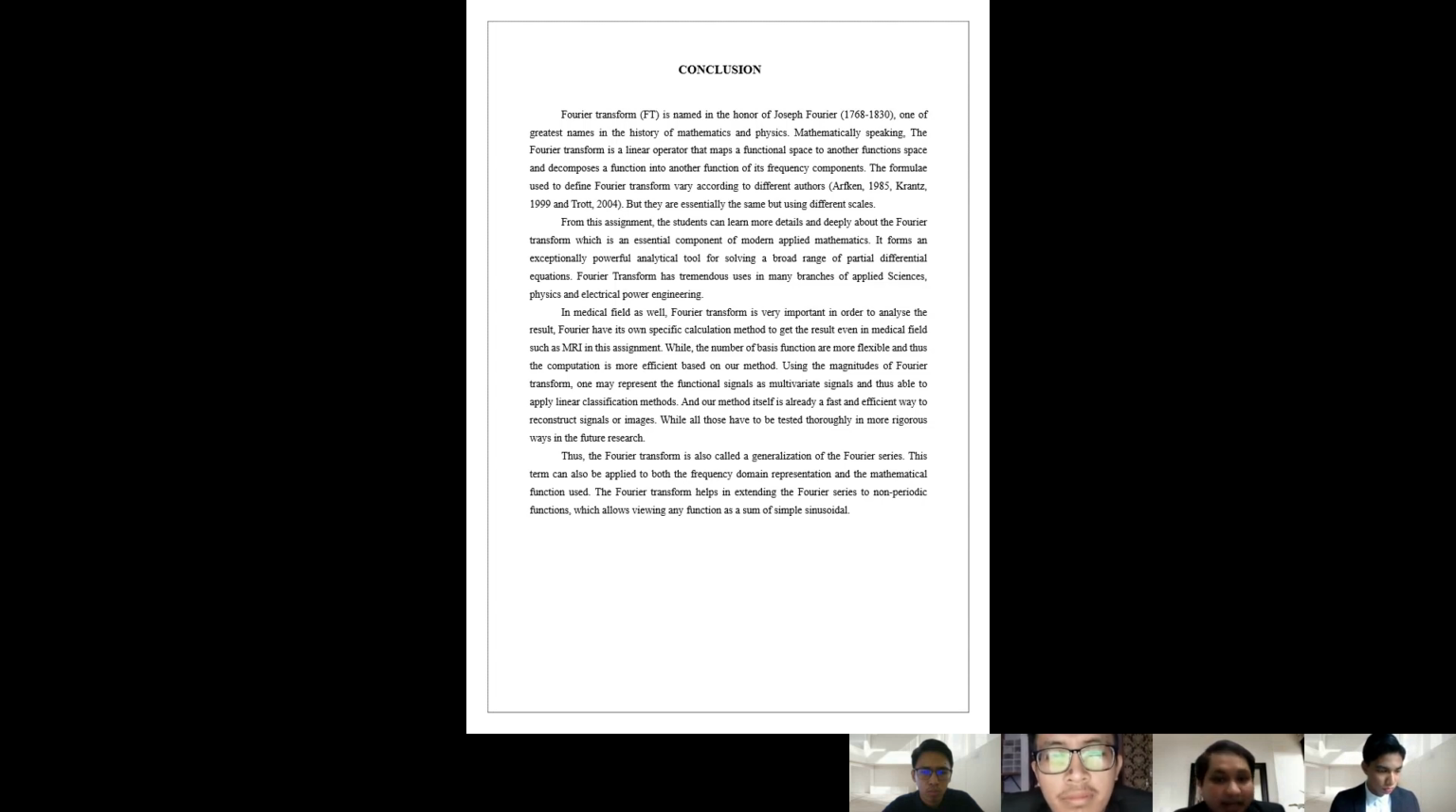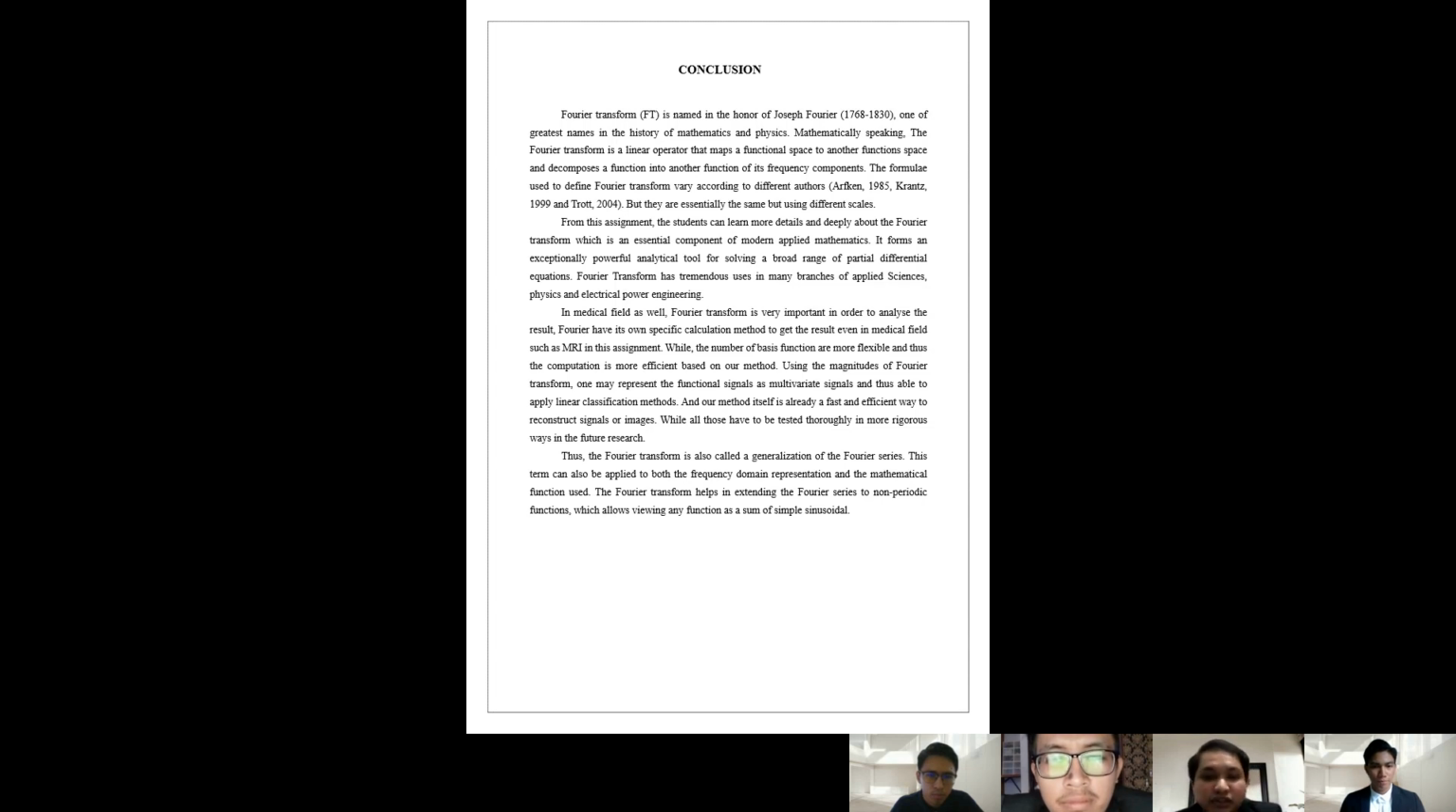From this assignment, we can learn more details and more deeply about the Fourier transform, which is an essential component of modern applied mathematics. It forms an exceptionally powerful analytical tool for solving a broad range of partial differential equations. Fourier transform has tremendous use in many branches of applied science, physics, electrical power engineering, and also medical engineering, as mentioned earlier. In the medical field as well, the Fourier transform is very important in order to analyze the result. Fourier has its own specific calculation method to get the result even in the medical field, such as MRI, which was mentioned in this assignment.